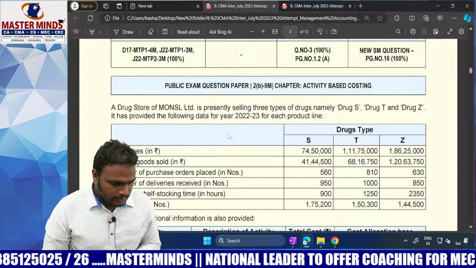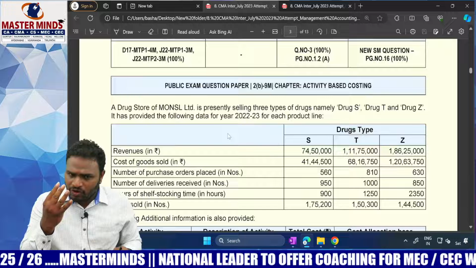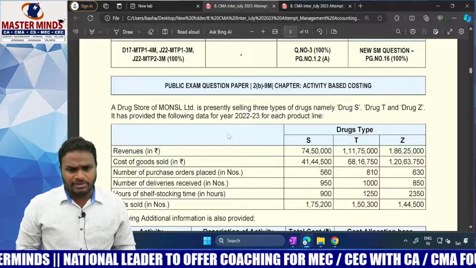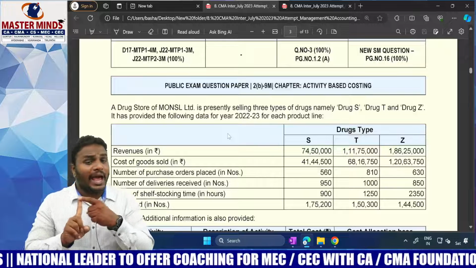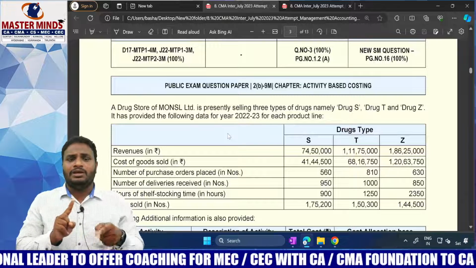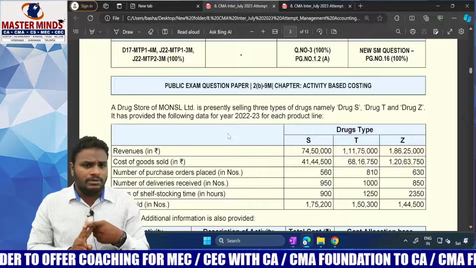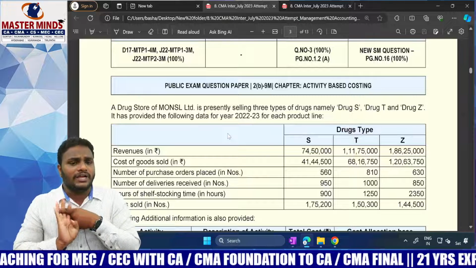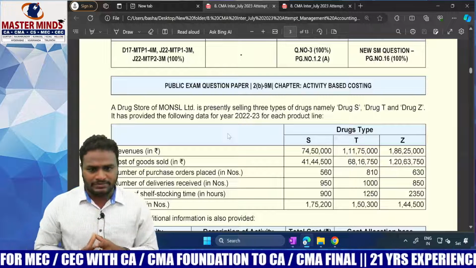Sir, there are 4 steps to solve an ABC costing problem. Activity based costing: step number 1 is identify the activity. Next is calculate the cost pool. Next is identify the cost driver. And the fourth step is identify the driver rate.